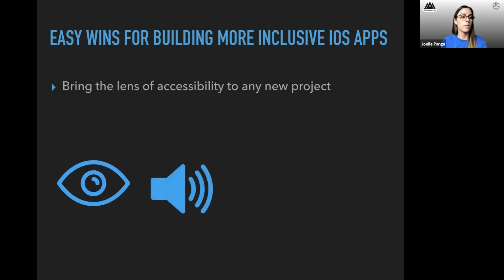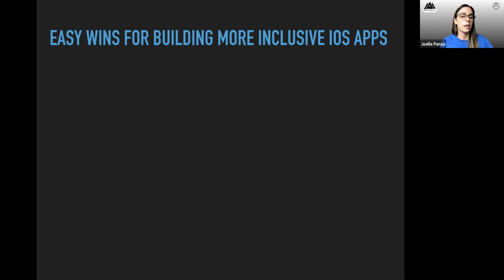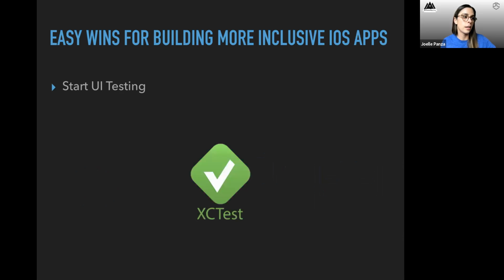Vision, hearing, physical and motor skills, and learning and literacy are the accessibility domains to keep in mind when thinking about your users. Next up, start UI testing. XCUI tests are great for accessibility because that's exactly what they're testing. Very similarly to assistive technologies, these tests need something machine readable to understand what's present on the screen. XCUI reads the accessibility tree, the hierarchy of metadata and labels that represent to assistive technology what is on the screen. Therefore, any well-written XCUI test is an accessibility test.